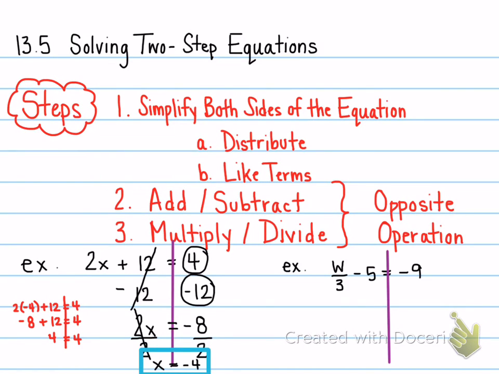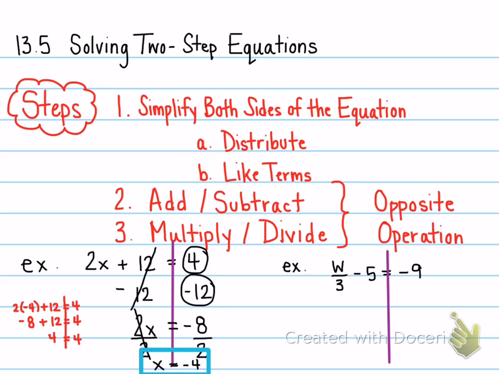So again, I look, and on the left side of the equation, I don't see any distributing or like terms. And on the right side, I don't see any distributing or like terms either. So I'm looking to isolate the w, so it's all by itself, which means I need to move the 3 and the negative 5 to the other side of the equals. So which one do I move first?